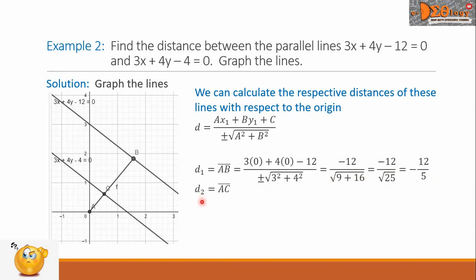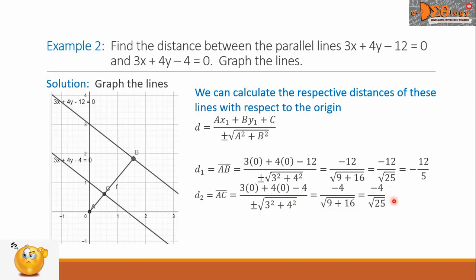Let us now consider the d sub 2. This is the distance of this line with respect to the origin. Using our formula here, we have now 3 times 0 plus 4 times 0. Now the constant is negative 4 all over plus or minus the square root of 3 square plus 4 square. So in our numerator, we can cancel the 3 times 0 plus 4 times 0. Only the negative 4 remains in our numerator. In the denominator, we have now the square root of 3 square is 9 plus 4 square is 16. So this 9 plus 16 will give 25. So this negative 4 over square root of 25 is now negative 4 over 5.